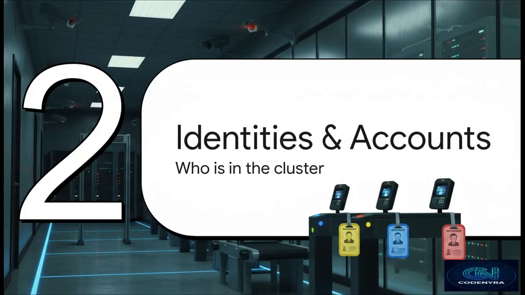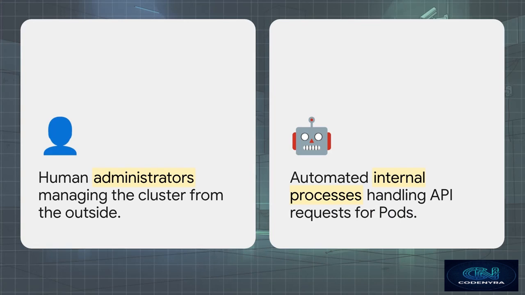Moving right along to Phase 2, identities and service accounts. It's time to identify exactly who or what is operating in the shadows of the cluster. Now, it is absolutely crucial to understand the two very different types of identities in K8s. First, you have normal users. These are the human administrators, right? The people managing things from the outside.